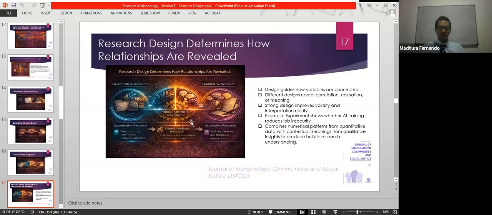And qualitative research explores patterns and themes in experiences: perceptions, emotions, lived experience. When you do a thematic analysis, you can find some common themes in different organizations, and these are qualitative insights, right? So research design determines how relationships are revealed. You have two lenses: the quantitative lens and the qualitative lens. When you use each lens, you get a different view, a different perspective.